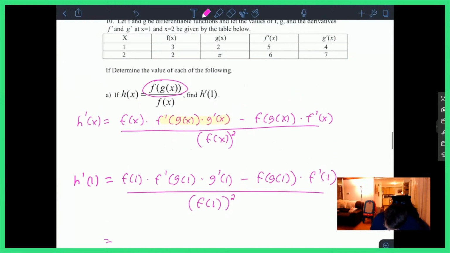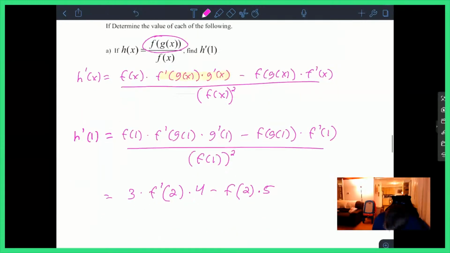Looking at my table, f of 1 is 3, times f prime of g of 1. g of 1 is 2, times g prime of 1, which is 4, minus f of g of 1, which is 2 again, times f prime of 1, which is 5, all divided by f of 1 squared. And f of 1 we said was 3, so this is all divided by 3 squared.